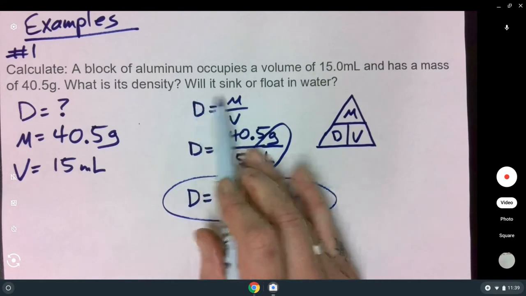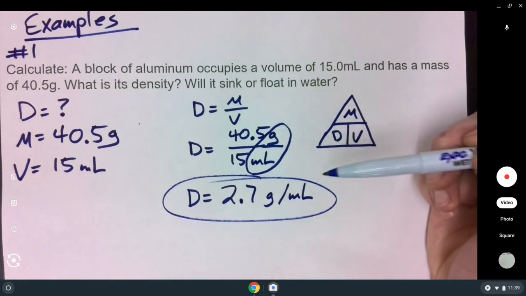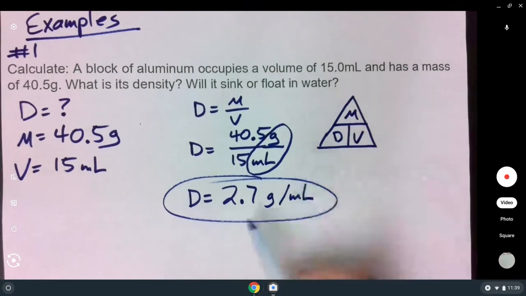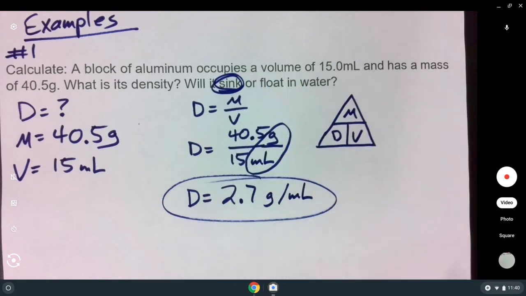Now it also asks, will it sink or float in water? Remember that if it is less dense than water, it will float. If it is more dense than water, it will sink. And water is 1 gram per milliliter. So since this is 2.7 grams per milliliter, this is going to sink in water because it has a higher density.